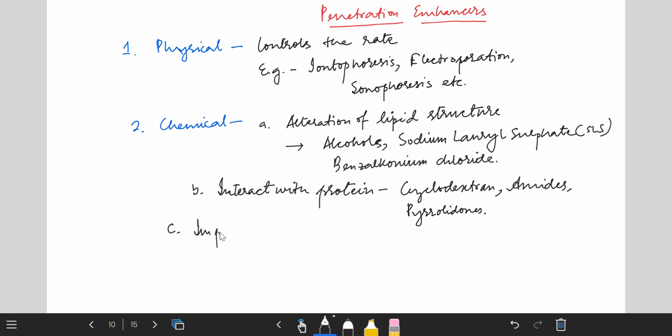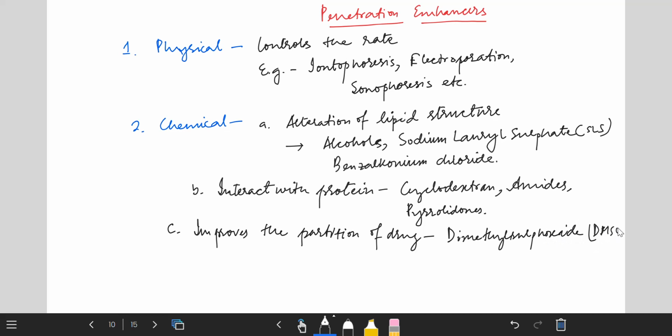So the last one improves the partition of drug. These are dimethyl sulfoxide or DMSO and the propylene glycols.